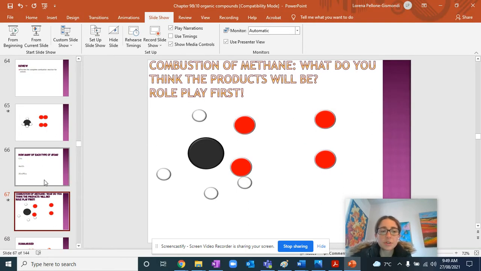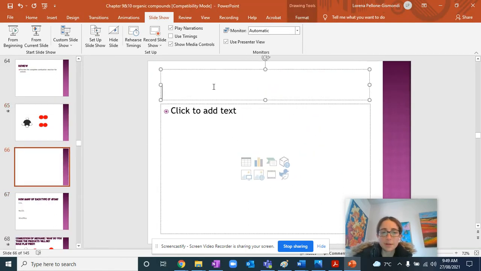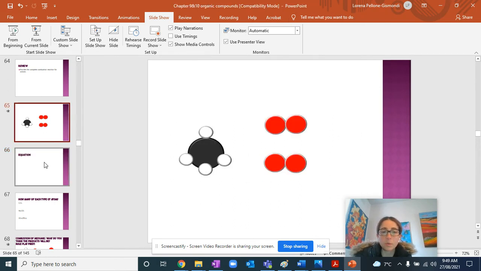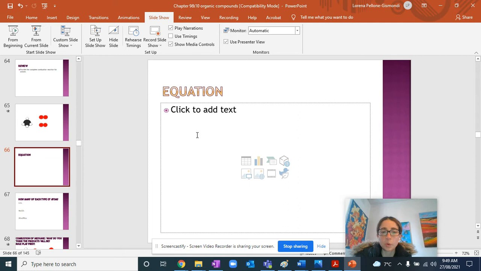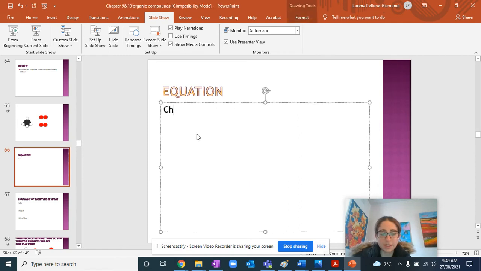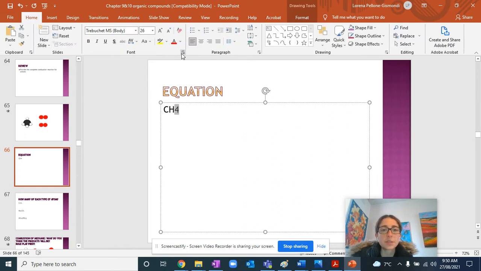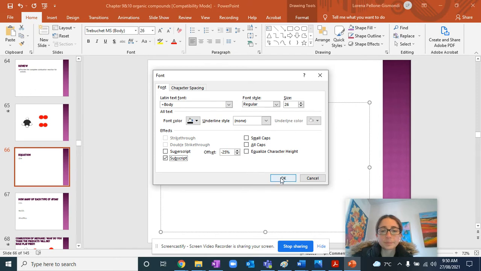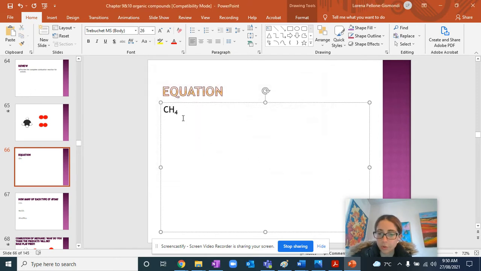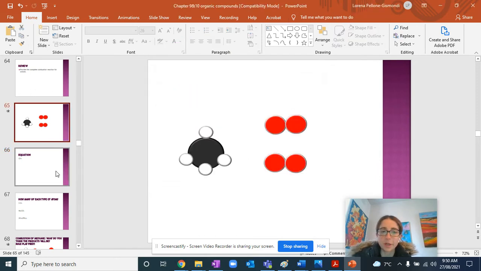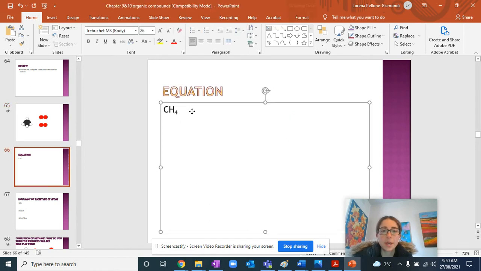So what this reaction looks like, if we were to write it out as an equation, is we started off with 1 carbon and 4 hydrogens, and what that looks like is this: 1 carbon, 4 hydrogens. You put in subscript next to the atom that you're talking about. So that says we've got 4 hydrogens, the white ones. And then we have 1 oxygen or 1 molecule of oxygen.